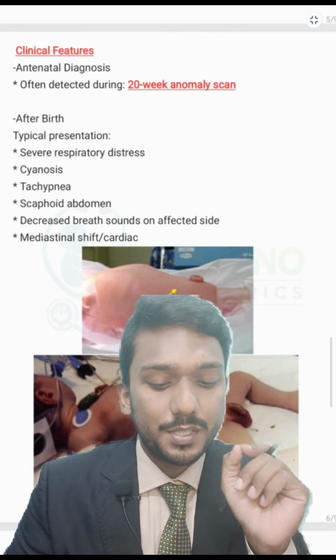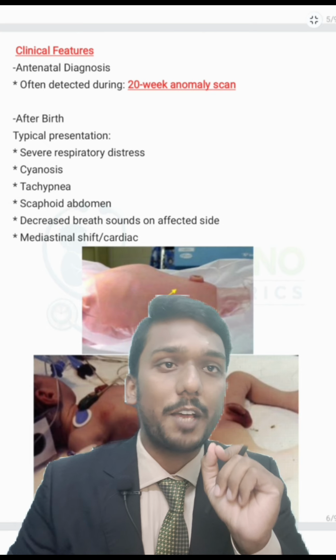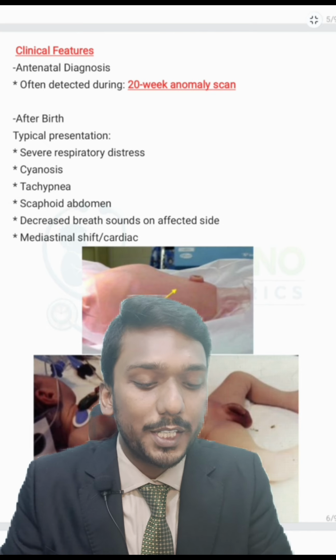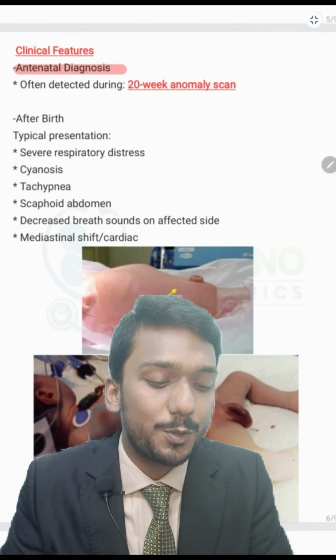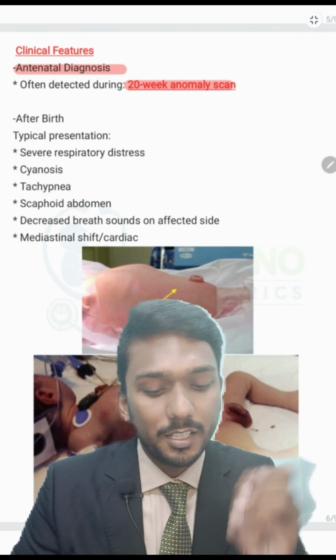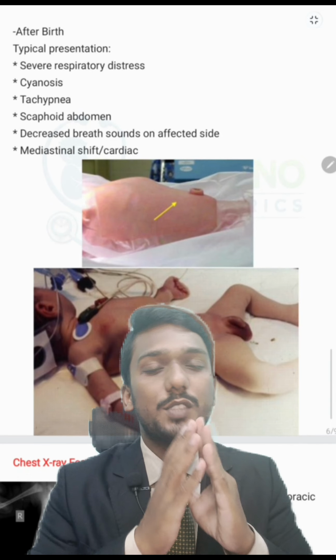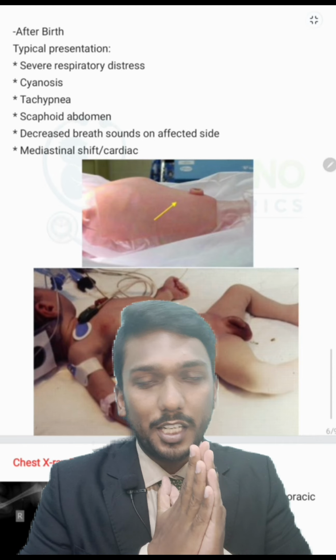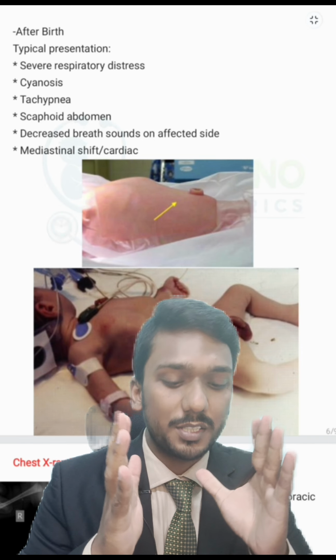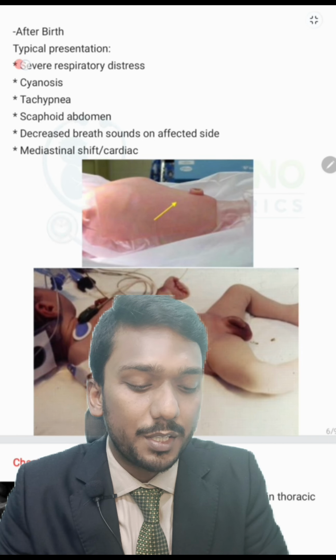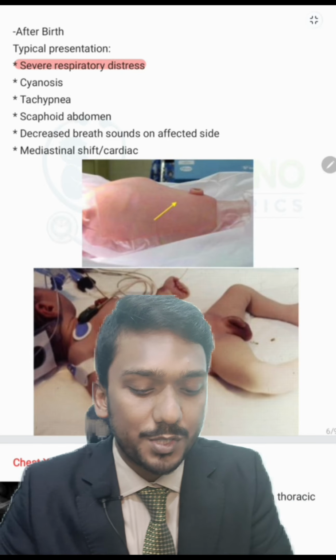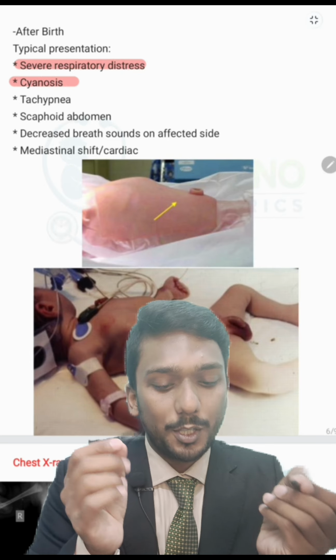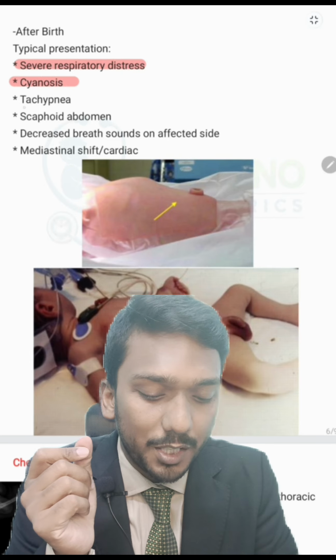Clinical features of this diaphragmatic defect: we can find it through antenatal diagnosis on the 20-week anomaly scan. After birth, just remember intestinal bowel loops are compressing the lungs. That leads to severe respiratory distress. When there is lack of oxygen, that leads to cyanosis. To compensate for that, there will be tachypnea.